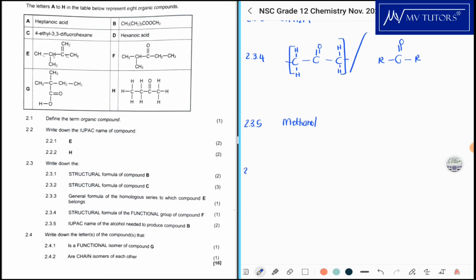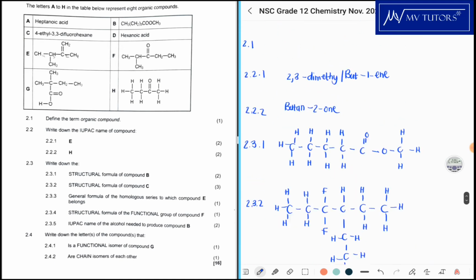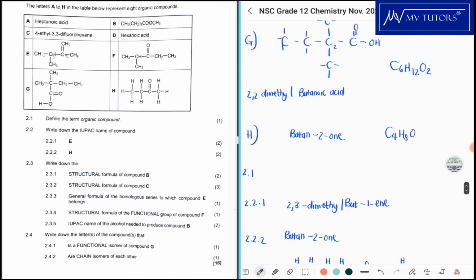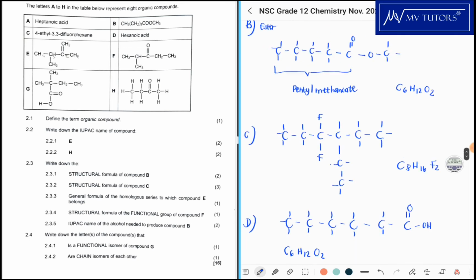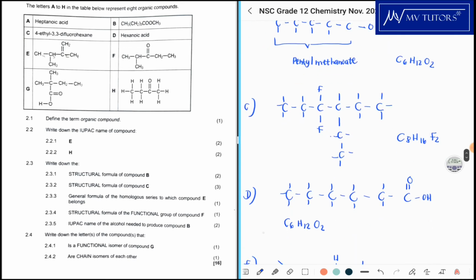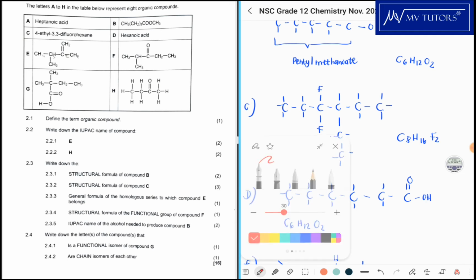All right, now 2.4. We're not left with just 2 more questions, so it's going by very quickly. Write down the letter or letters of the compounds or compound that is a functional isomer of compound G. So G, remember, is 2,2 dimethyl butanoic acid, and we know that the functional isomer of a carboxylic acid is actually an ester, and the only ester that we have is B, right? Pentyl methanoate.